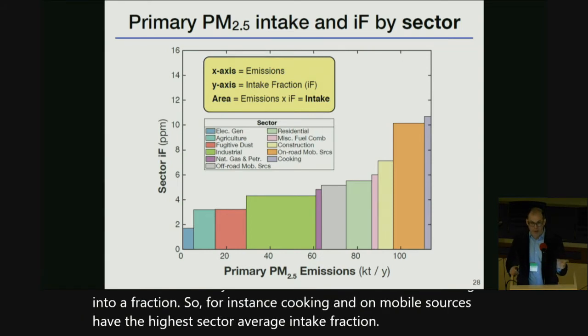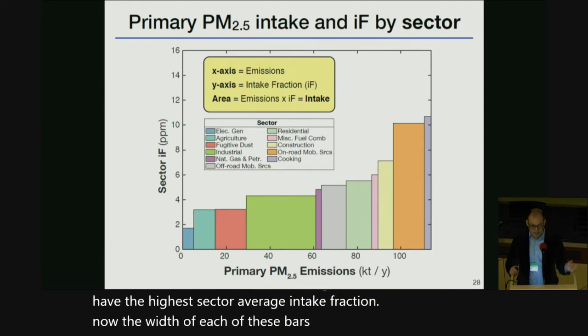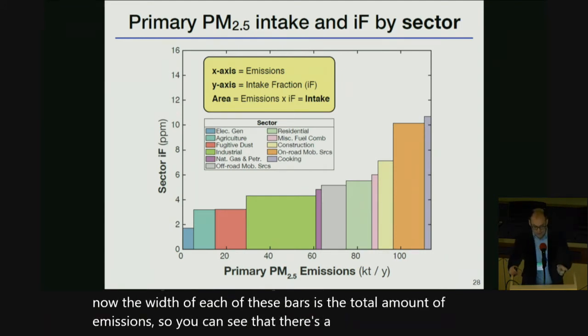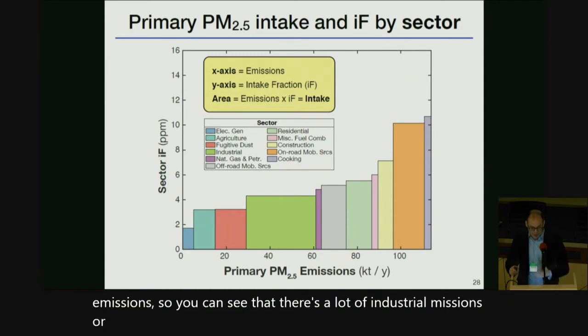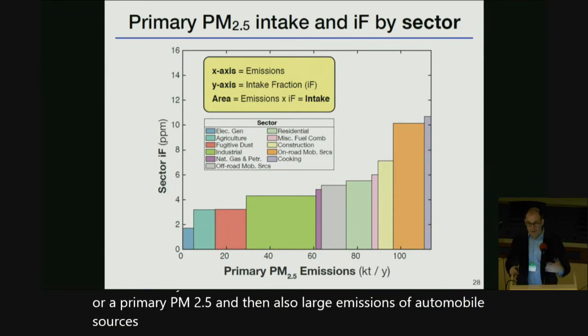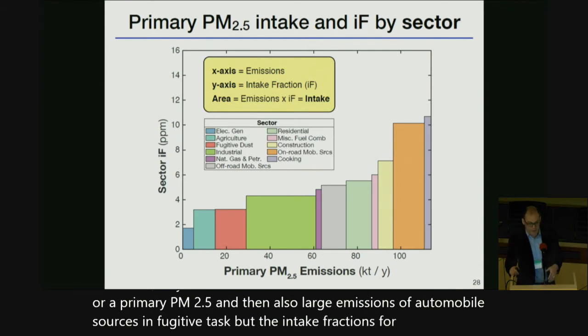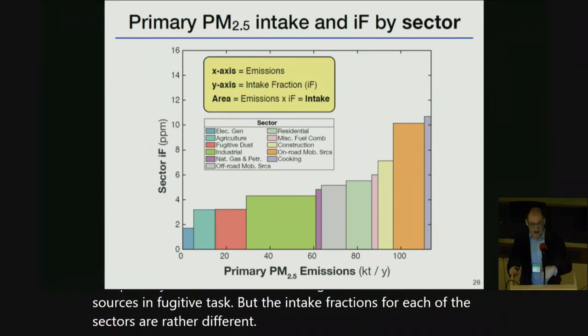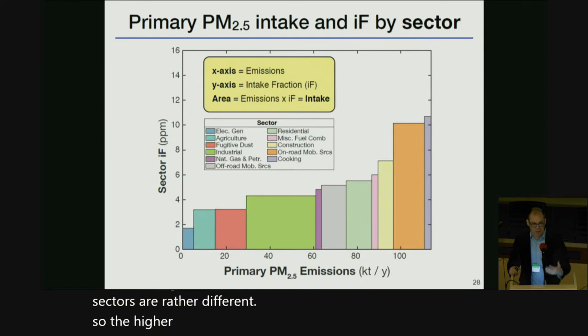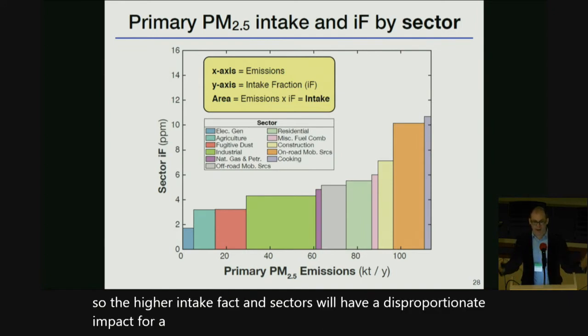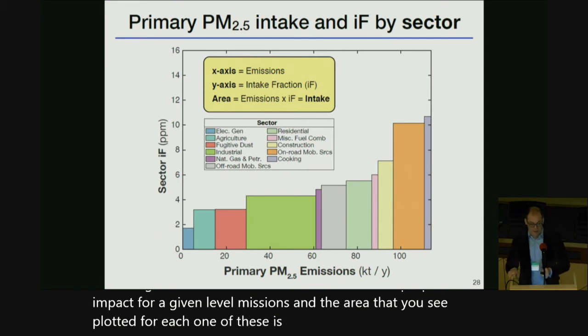Now the width of each of these bars is the total amount of emissions. So you can see that there's a lot of industrial emissions of primary PM2.5, and then also large emissions of on-road mobile sources and fugitive dust. But the intake fractions for each of those sectors are rather different, right? So the higher intake fraction sectors will have a disproportionate impact for a given level of emissions, and the area that you see plotted for each one of these is the total inhalation intake caused by each of these sectors.